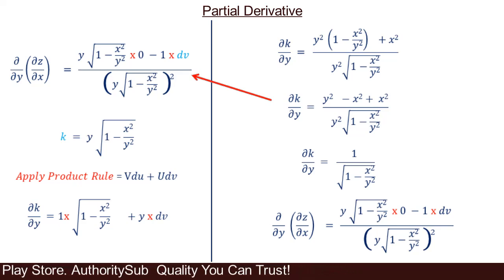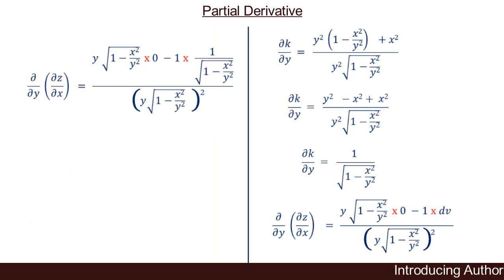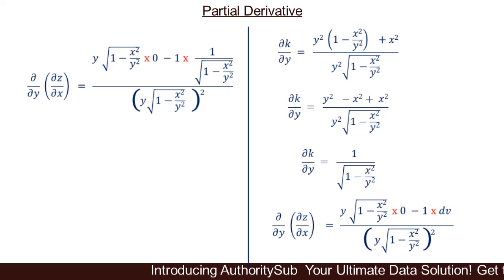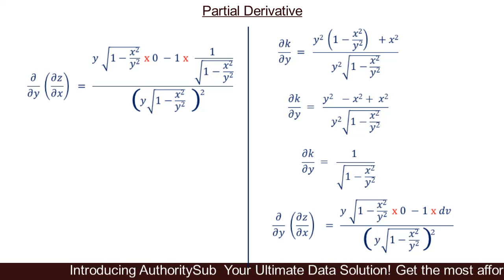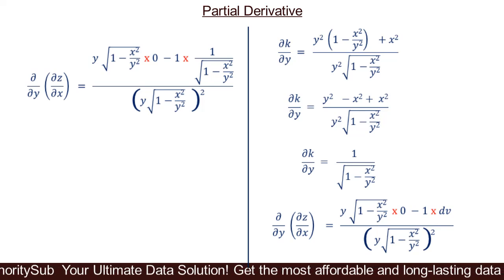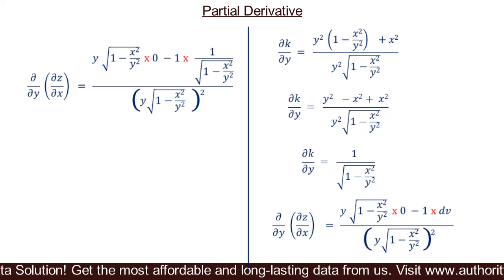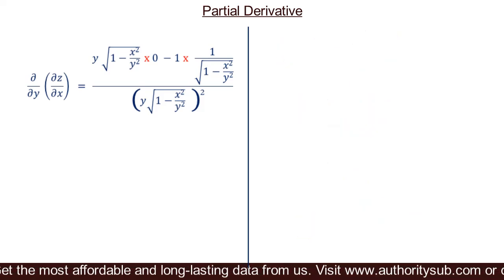So the derivative of v that we solved, we bring it up here, then all over v squared, which is the denominator, y open bracket square root of 1 minus x squared all over y squared, all in bracket squared. So bringing it back now, we have that the partial derivative with respect to y of partial z over partial x is equal to y open bracket square root of 1 minus x squared all over y squared multiplied by 0 minus 1 multiplied by 1 all over square root of 1 minus x squared all over y squared, all over the denominator, which is v squared, y open bracket square root of 1 minus x squared all over y squared, all in bracket squared.